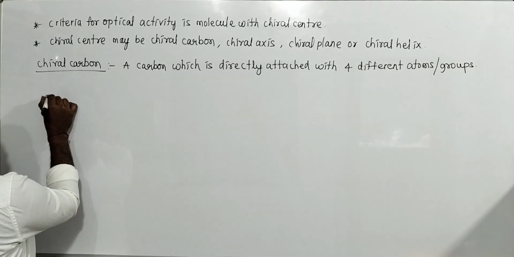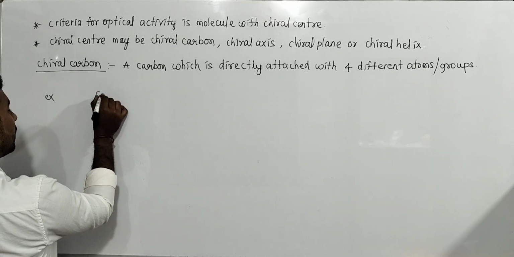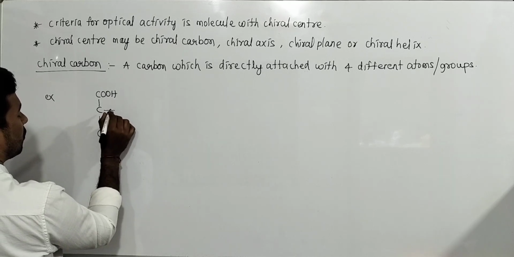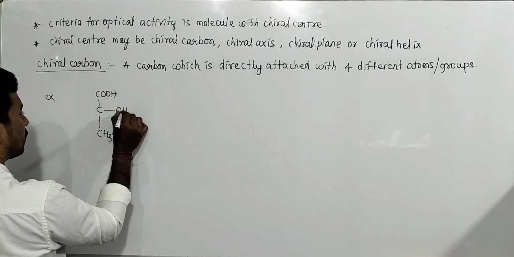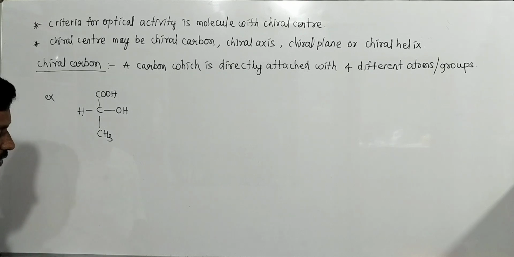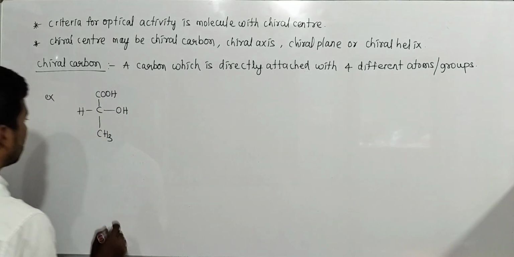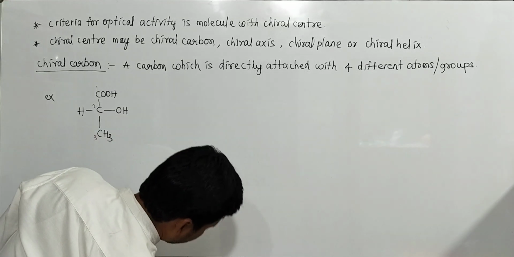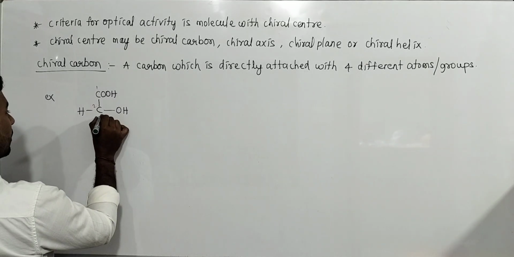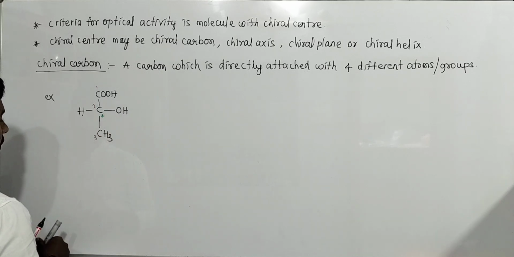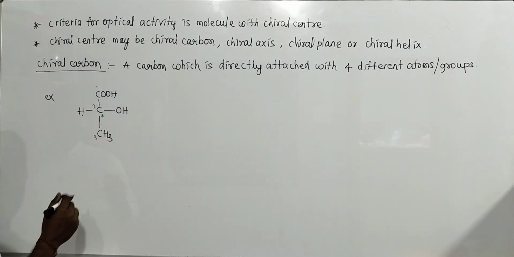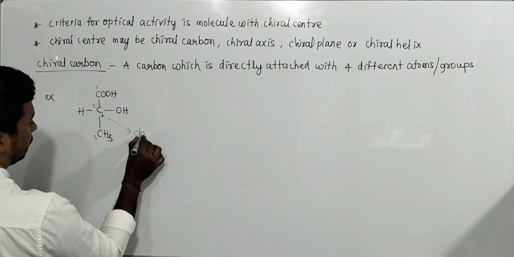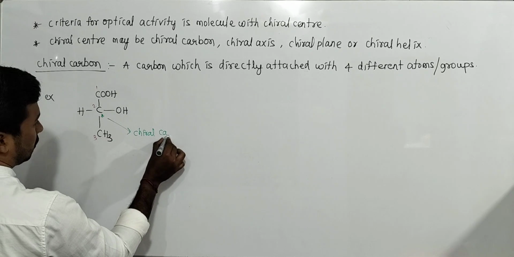Example: lactic acid, 2-hydroxypropanoic acid is lactic acid. In this one, first carbon, second carbon, third carbon, and the second carbon is chiral. Second carbon chiral or not? Yes, chiral. So this is a chiral carbon, so the compound is optically active.